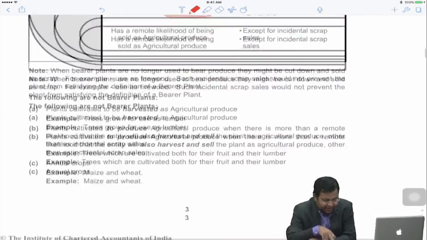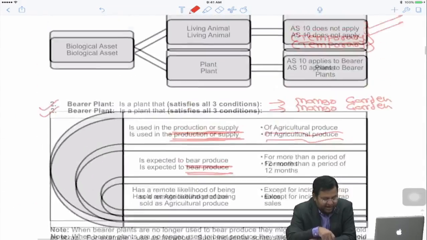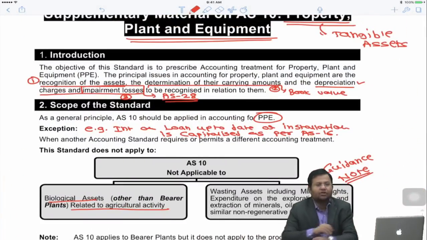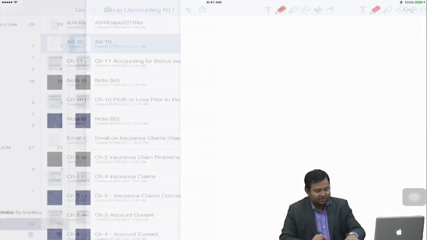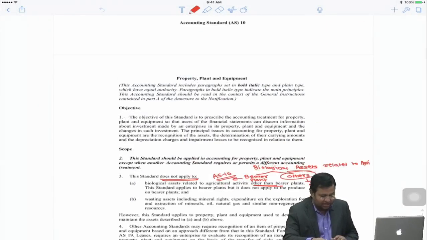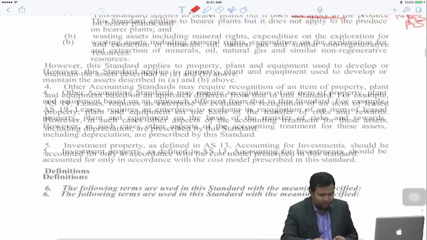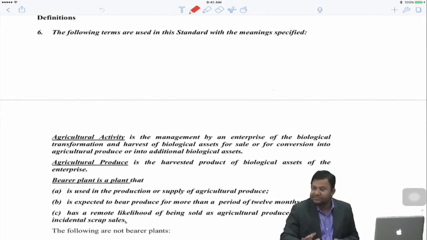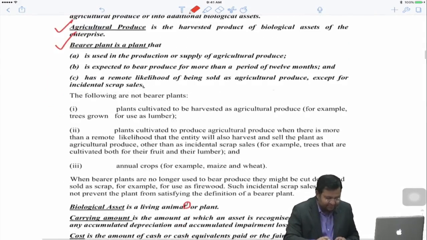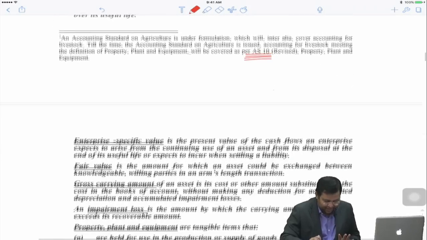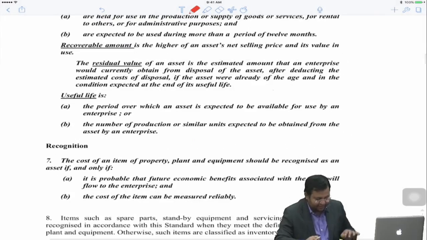Other definitions we already done. Recognition criteria will come down. खत्म नहीं हुआ अभी तक. तो हमने सिर्फ क्या सीखा अब तक? Scope of the standard and some basic definitions we had done. Not all definitions. What is objective and what is the scope of the standard? What is covered and what is not covered? And some basic definitions we had done. Agriculture activity, agriculture produce, बेरर प्लांट हमने कर लिया है. ठीक है, बायोलॉजिकल एसेट कर लिया. बाकी के डेफिनेशंस हमने नहीं किए हैं, वो आगे जाके आएंगे.